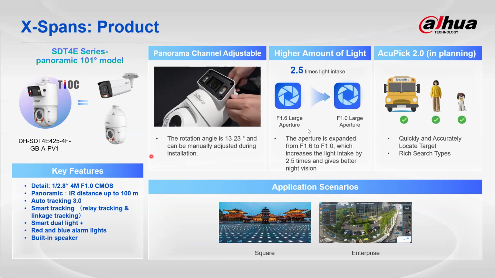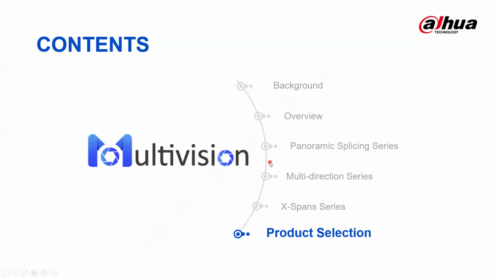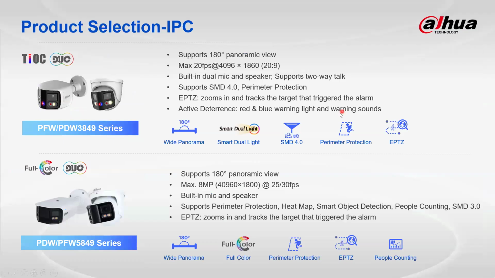So this has an aperture value of 1.0, to increase the window size that allows light into the camera so that it can create you better, brighter images. At the same time again, this supports what we call the AccuPeak 2.0. So this year, this function is going to be fully actualized within these TLC products. So as for the product selection for these particular products, this is a product combination, some of the features it comes with. For the IP cameras, we have the following, the TLC Duo.